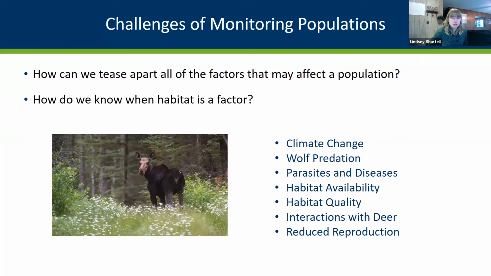Take moose, for example. They're impacted by a number of things: climate change, wolf predation, parasites and diseases, habitat availability, habitat quality, interactions with deer, and reduced reproduction. How all of these different factors are connected and where we can use management to conserve moose is a big question. Would habitat management be enough?